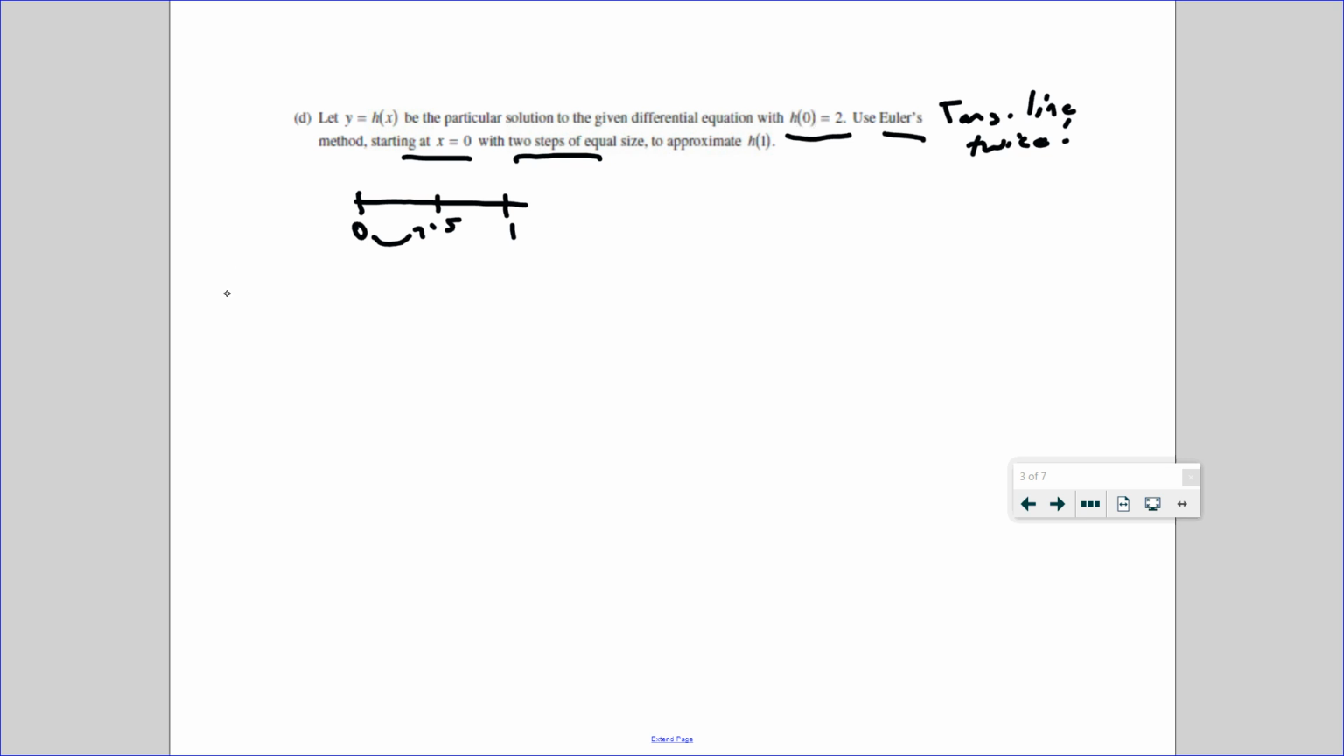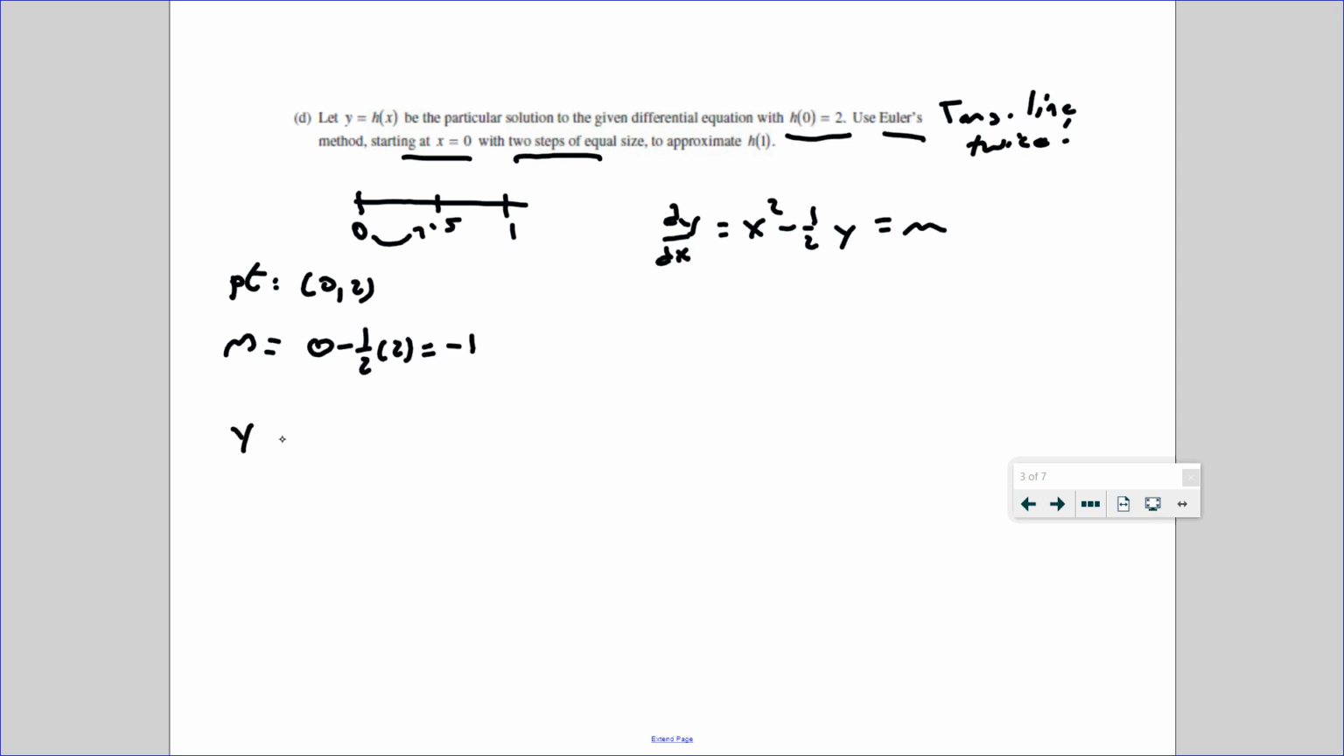So my first step, my point is 0, 2, they tell me. My slope, again, that comes from dy dx. Sorry, I dropped my pen. So the slope, dy dx, is given by the equation x squared minus 1/2 y. So that's my slope formula right here. That's from part A. So my slope, my point here is 0, 2. If I plug it in, we're going to get 0 minus 1/2 times 2, or negative 1. So we get y minus 2 equals negative 1, x minus 0. So there's my first tangent line.